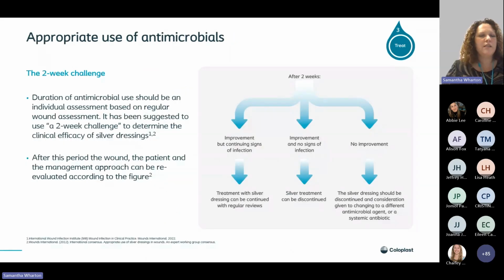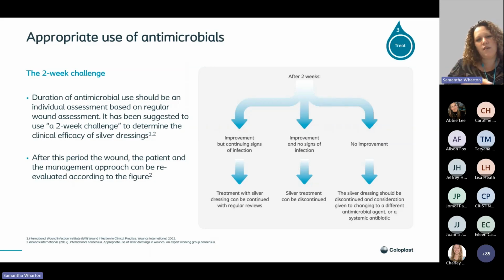We also need to make sure that we're using our antimicrobials appropriately. I'm sure most of you have heard about the 2-week challenge, and it's about using your antimicrobial for 2 weeks to determine whether it's actually been effective. It's not that after those 2 weeks you stop using it. It's just that you have that 2-week period and then you reassess to see if it's actually been appropriate in managing what you needed it to.